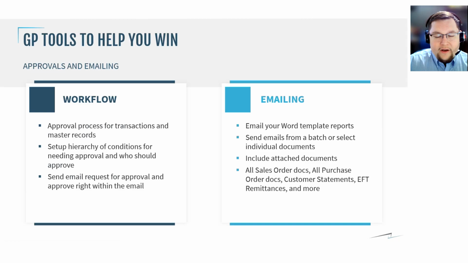Some other areas in GP to help you improve. Workflow is a huge one, and we still continue to see improvements to this. Workflow is an approval process for transactions and master record changes. Essentially, you can set up a hierarchy of conditions for what needs approval and who should approve it based on the transaction amount or the general ledger account that's used on the transaction or the type of information that's being changed on your vendor record. And then GP will not make those changes or allow those transactions to post until they've been approved.